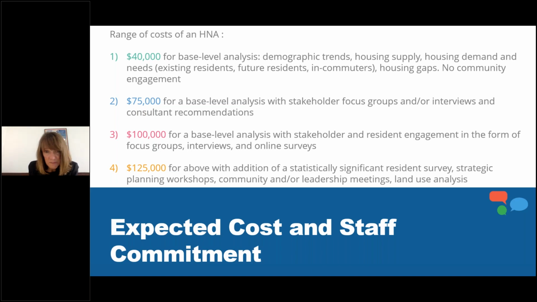It can be expensive to do those, a little cheaper virtually right now, but I would add maybe an extra 35 to do a robust stakeholder engagement. If you'd like to do more engagement, so resident engagement, focus groups with residents where you compensate them, interviews with stakeholders, as well as online surveys, you're probably looking at about $100,000. If you want extras, so I want to do a statistically significant resident survey, I'd like to do more community or leadership meetings, I'd like land use analysis, probably looking at about 125.